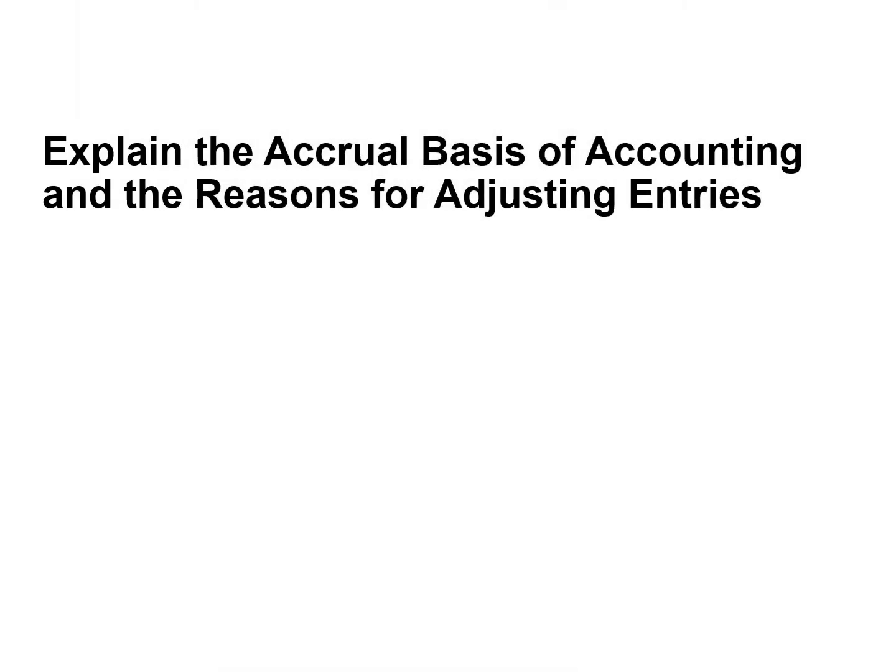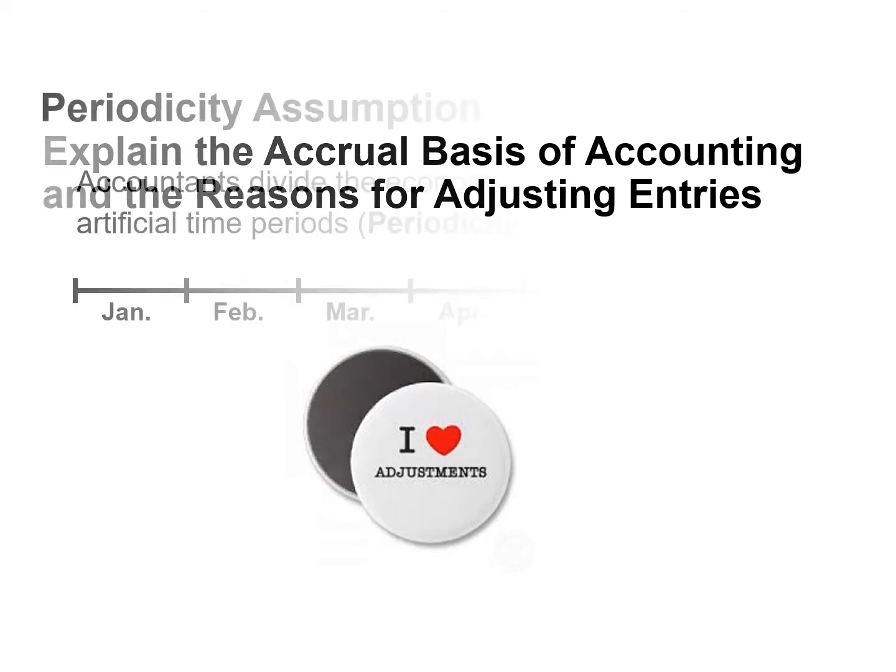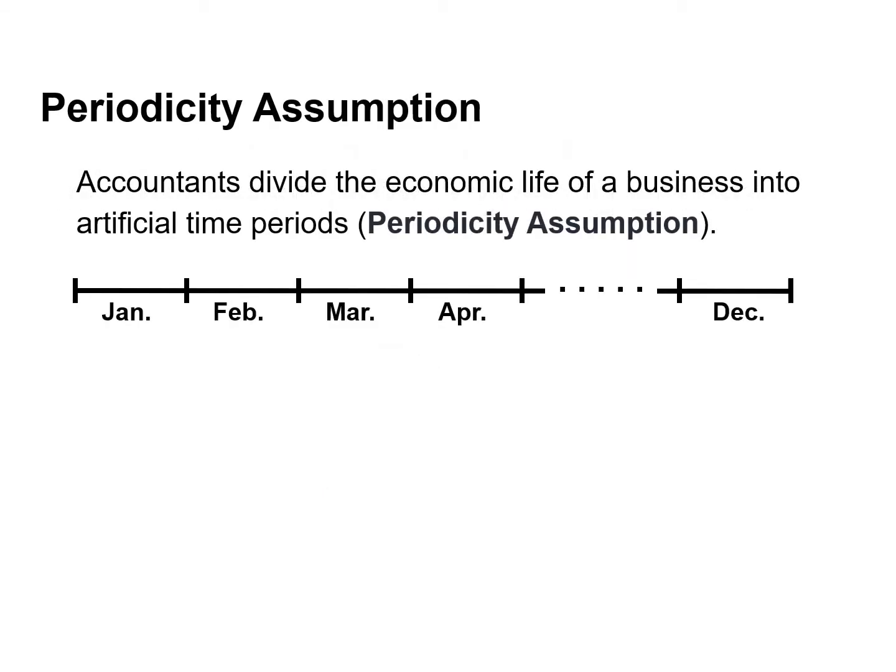In accrual basis accounting, revenues are recognized when they are earned and expenses when they are incurred. As a result, companies need to make adjusting entries. Businesses need feedback about how well they are performing during a period of time. For example, management usually wants monthly reports on financial results.